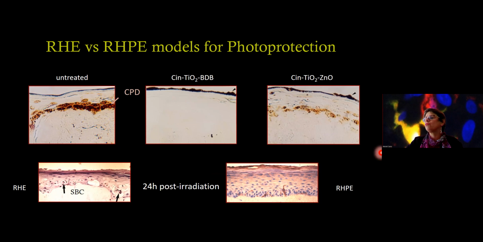So if you want to screen some products, you can use the model without melanocytes, which will be very efficient. But if you want to test the finished product, it's better to use the reconstructed model with melanocytes, because in real life, we have melanocytes, except vitiligo and albino people.